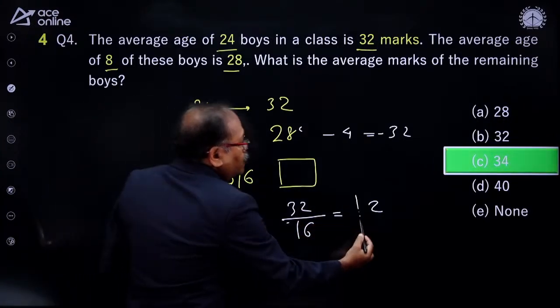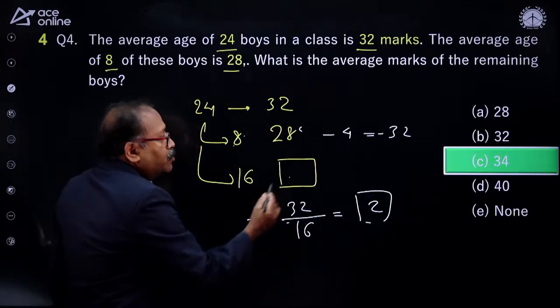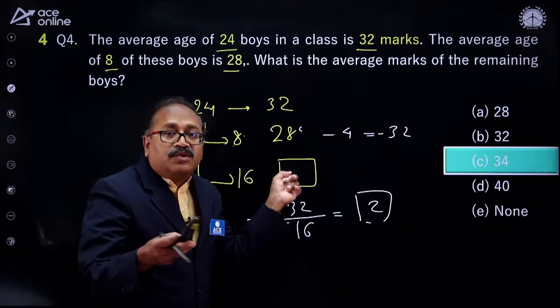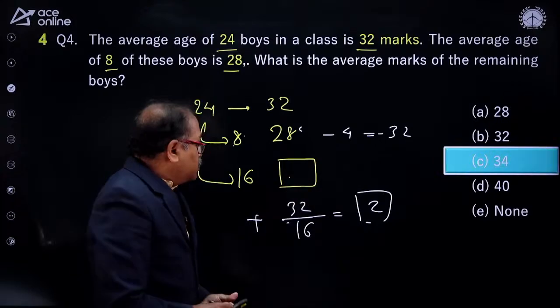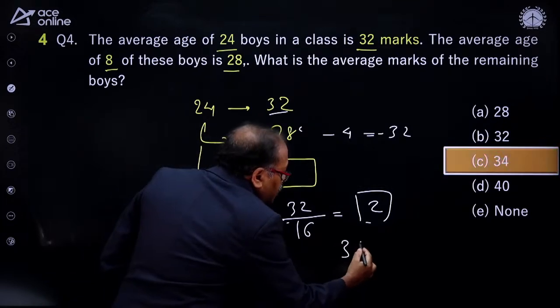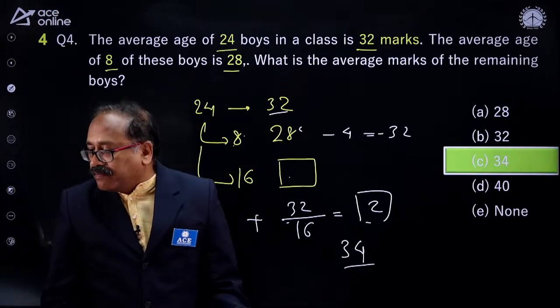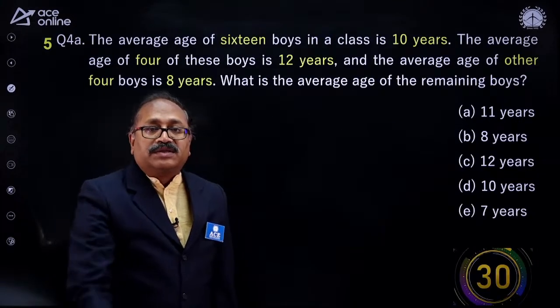So it is 2 more. So that means if this average is less, then the remaining will be more. If this is more, the remaining will be less. So how much more? 2 more. So 32 plus 2 is nothing but 34. That's your answer. You rightly answered it within no time. Okay, fine sir, fine. Next question on the board is here.